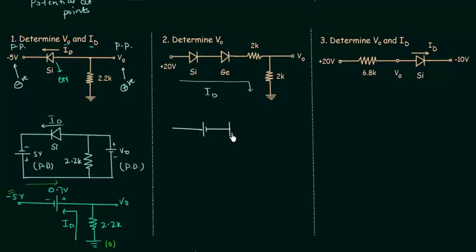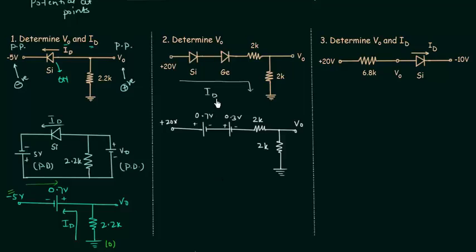In case of silicon, the barrier potential is equal to 0.7 volts. So we have 0.7 volts here. And in case of germanium, barrier potential is equal to 0.3 volts. 2 kilo ohm is the value of resistance. Potential at this point is equal to V naught. Potential at this point is equal to plus 20 volts. There is another resistance connected like this, having the same value, 2 kilo ohms, and I will use the same approach to calculate the value of V naught.